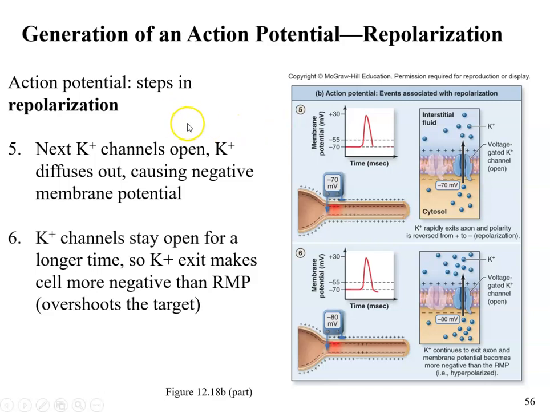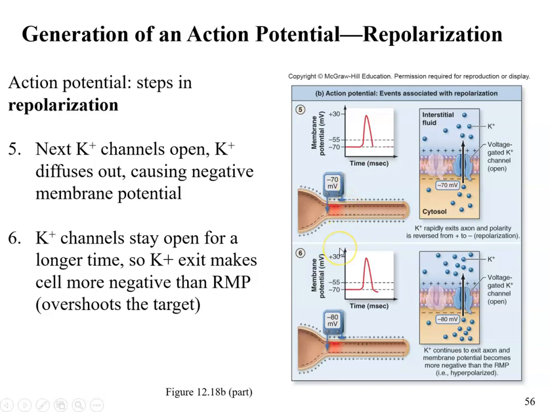Next, the potassium channels are going to open. Potassium is going to diffuse out, so you're losing positive ions. That's going to cause the inside of the cell to become more negative, and you can see that here on the graph. We went really positive with all that sodium coming in. Now the potassium channels open, and here's potassium leaving the cell, making the cell more negative.